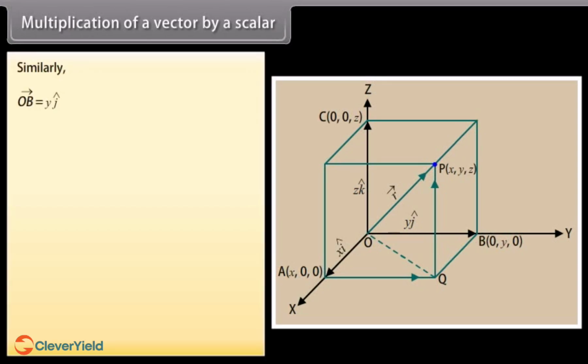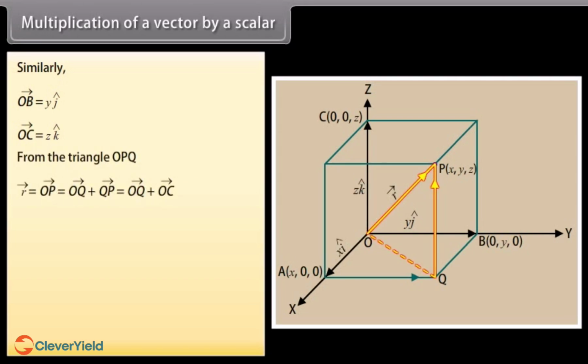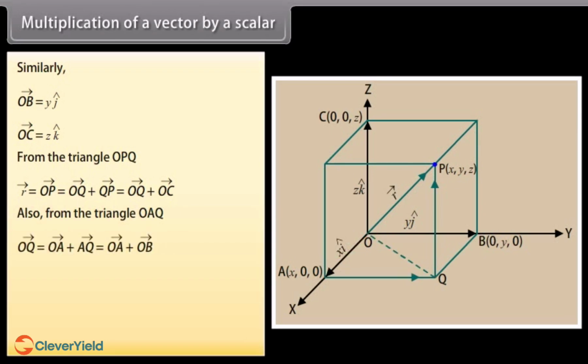Similarly, vector OB is equal to y cap j. Vector OC is equal to z cap k. From the triangle OPQ, vector r equals vector OP equals vector OQ plus vector QP equals vector OQ plus vector OC. Also from the triangle OAQ, vector OQ equals vector OA plus vector AQ equals vector OA plus vector OB. Thus, vector r equals vector OA plus vector OB plus vector OC. Vector r equals x cap i plus y cap j plus z cap k.